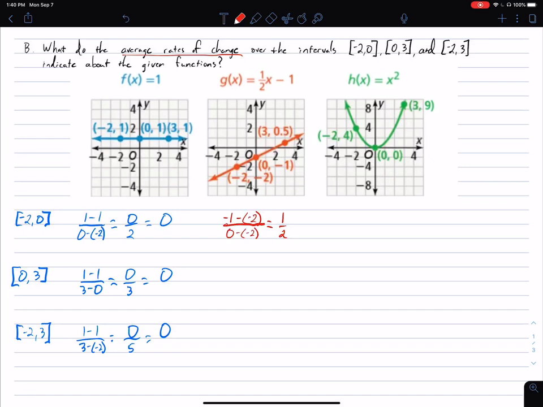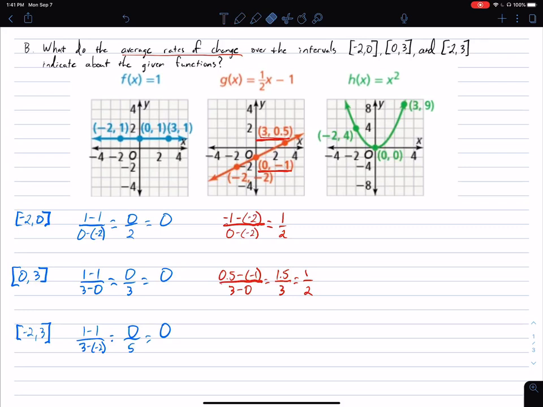Let's look at 0, 3. So that would be from this point to this point. Y minus y. So we're going to do 0.5 minus negative 1 over 3 minus 0. So obviously the bottom's going to be a little bit easier. We're going to get 3 there. And then 0.5 minus negative 1, so that would be 1.5. And then we don't want a decimal in the fraction, so we're going to fix this. 1.5 over 3 is going to be 1/2.